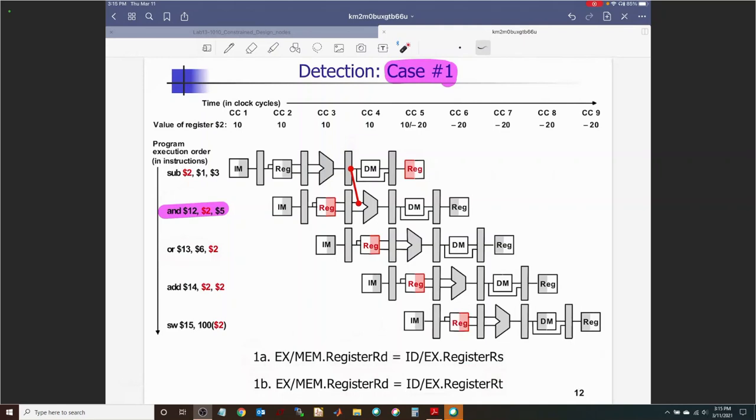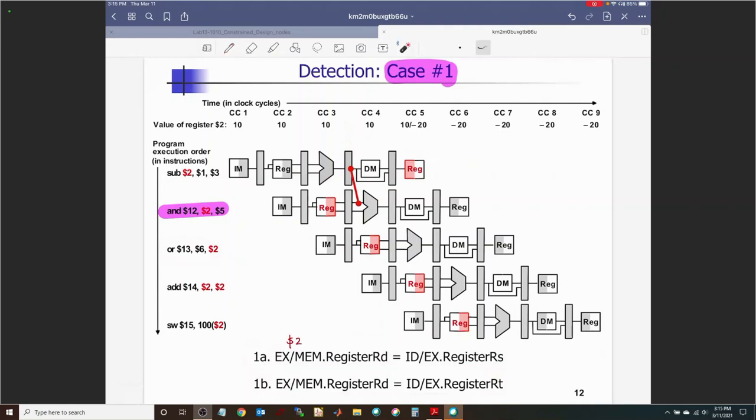Let's also ask this question here. When you say XMEM, these are right here, right? So the interface between execute and memory. For the subtract instruction, you're taking that particular value. What is that? The field is register RD in the XMEM register. When the subtract instruction is going through, that would be $2, right? As the subtract instruction is going on, that would be $2.